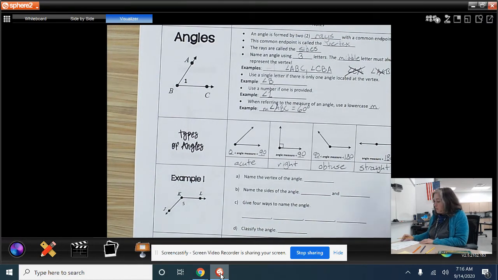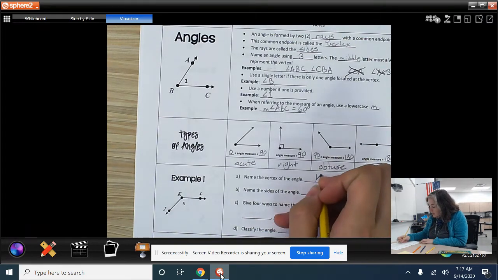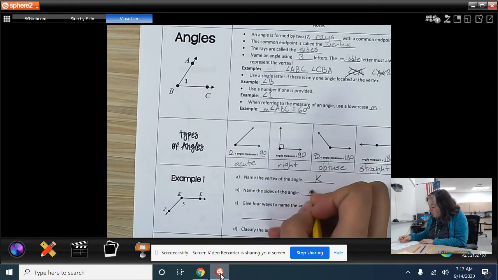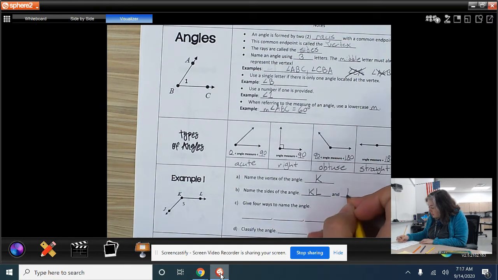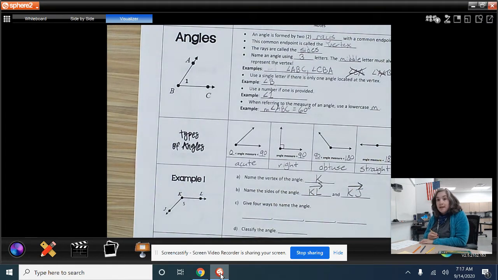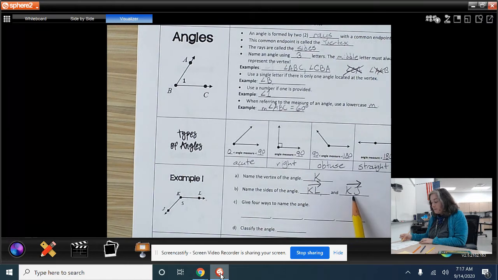So let's go over example 1 right here. We want to name the vertex of the angle. Well, we got 3 points, J, K, or L. When we look at them, the bend of the angle is at K. K is our vertex. We want to name the sides of the angle. Well, the sides are KL and KJ. Remember those hats. These are both rays, and their endpoint is at K. So KL with a little arrow towards the L, and KJ. Not LK, not JK. Order matters.